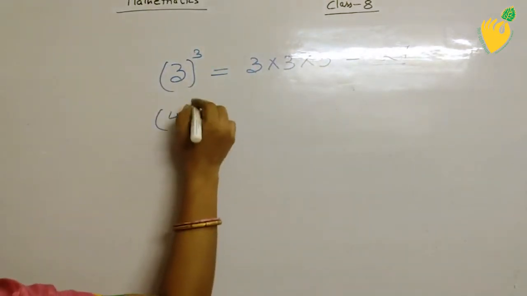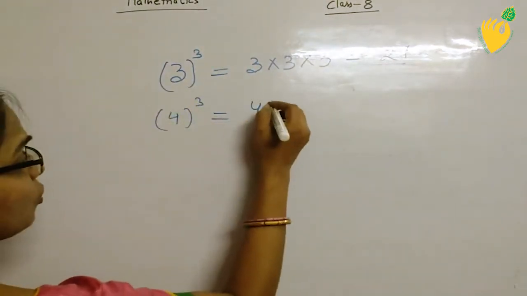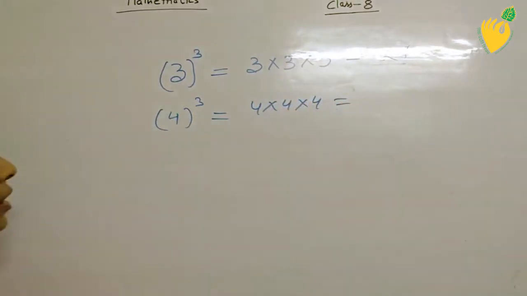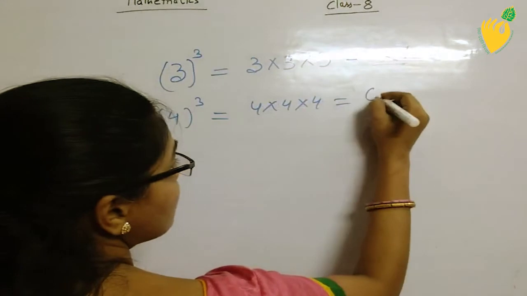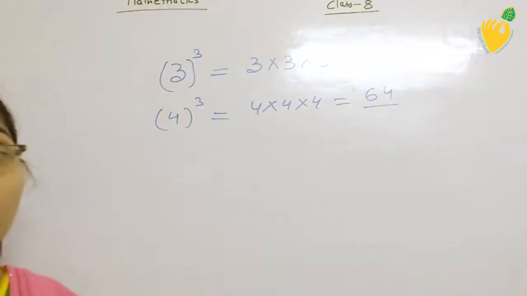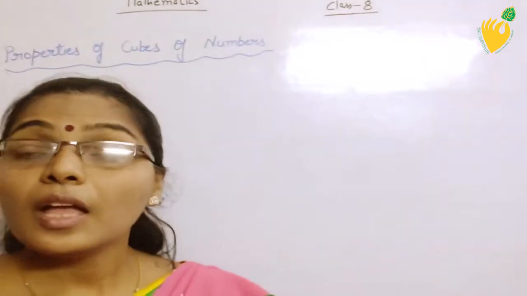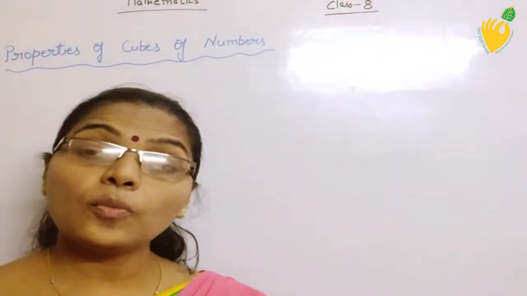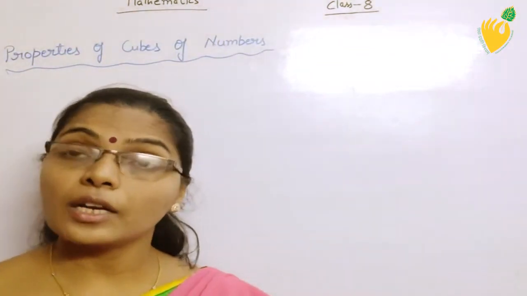Suppose you have to find the cube of 4. So you will multiply 4 three times. 4 fours are 16, 16 fours are 64. 64 is the cube of 4. Now students, the properties. The first property of cubes is that the cube of all odd numbers are odd.